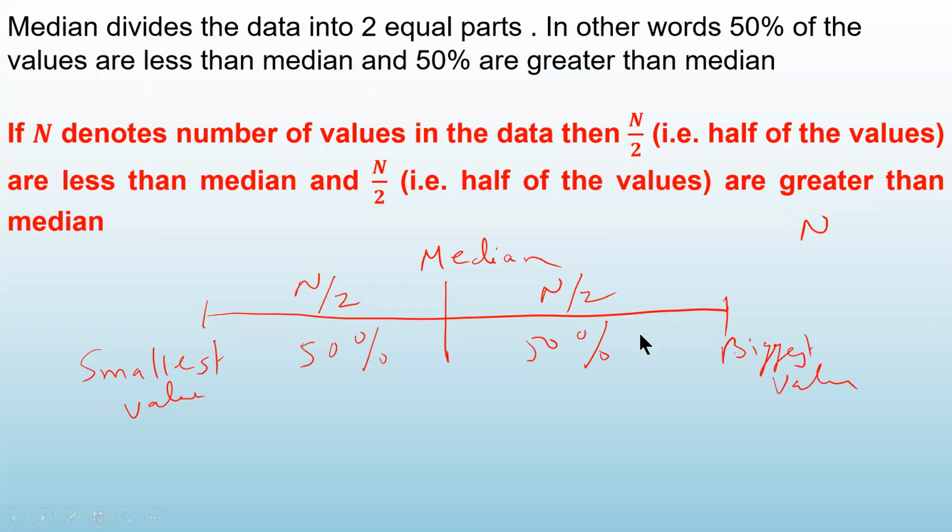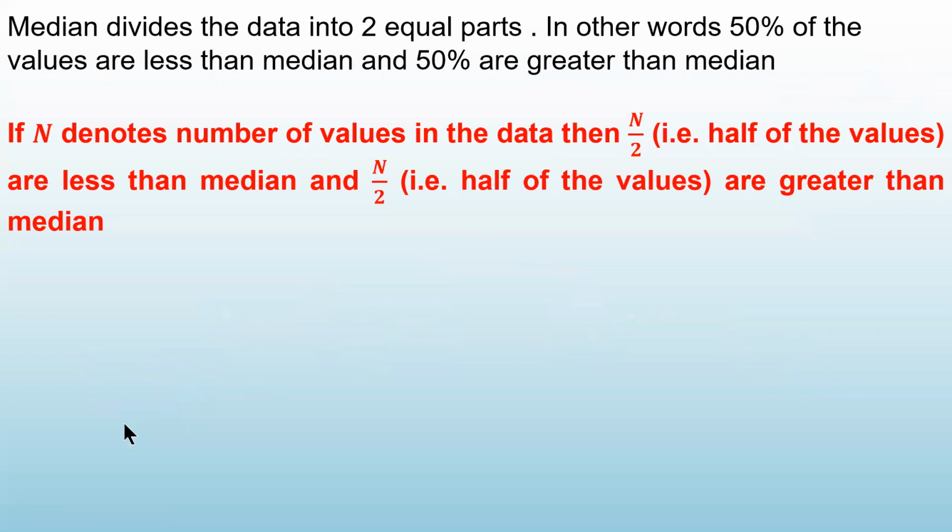So whenever you have to calculate the median, make sure that you arrange the data in order. To calculate mean, you don't have to arrange. Mean, how do we calculate mean? Mean is the summation of all the values divided by capital N. You don't have to arrange in the order, correct? So that is the difference between mean and median.